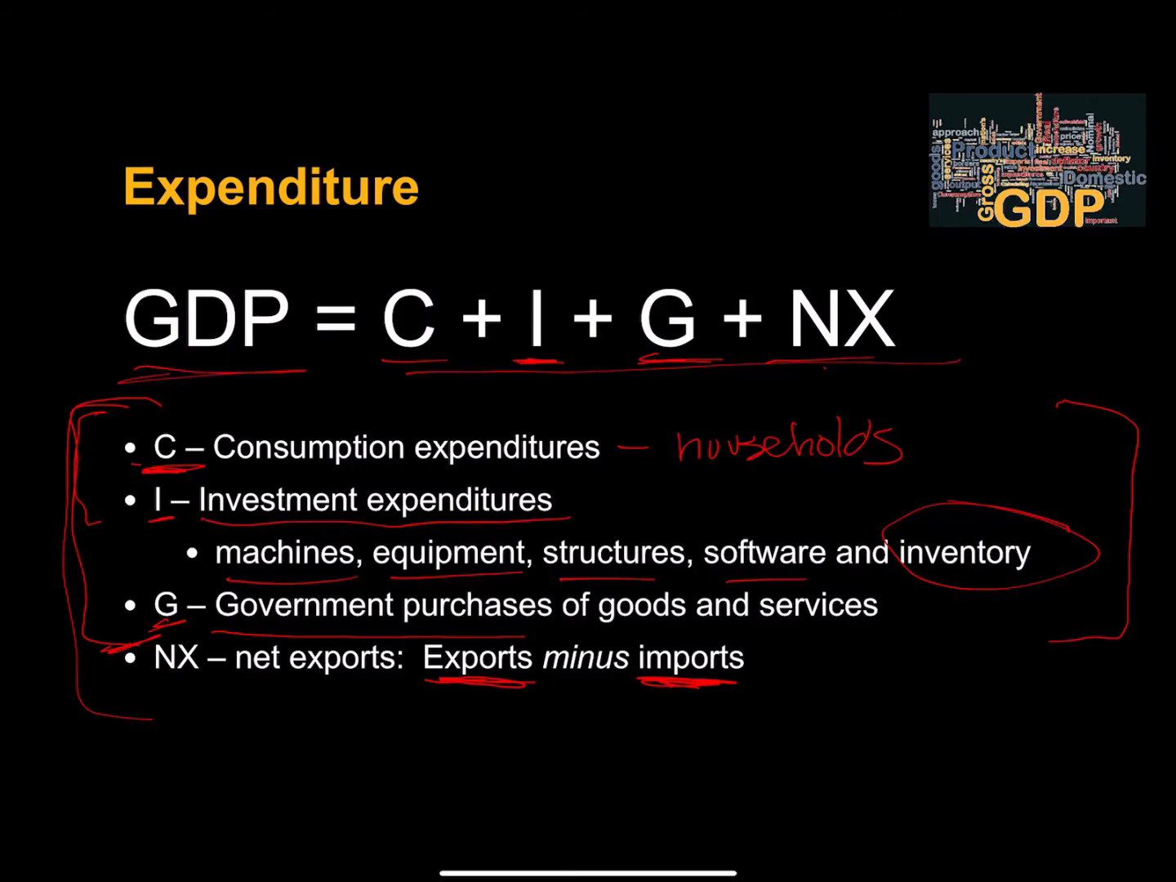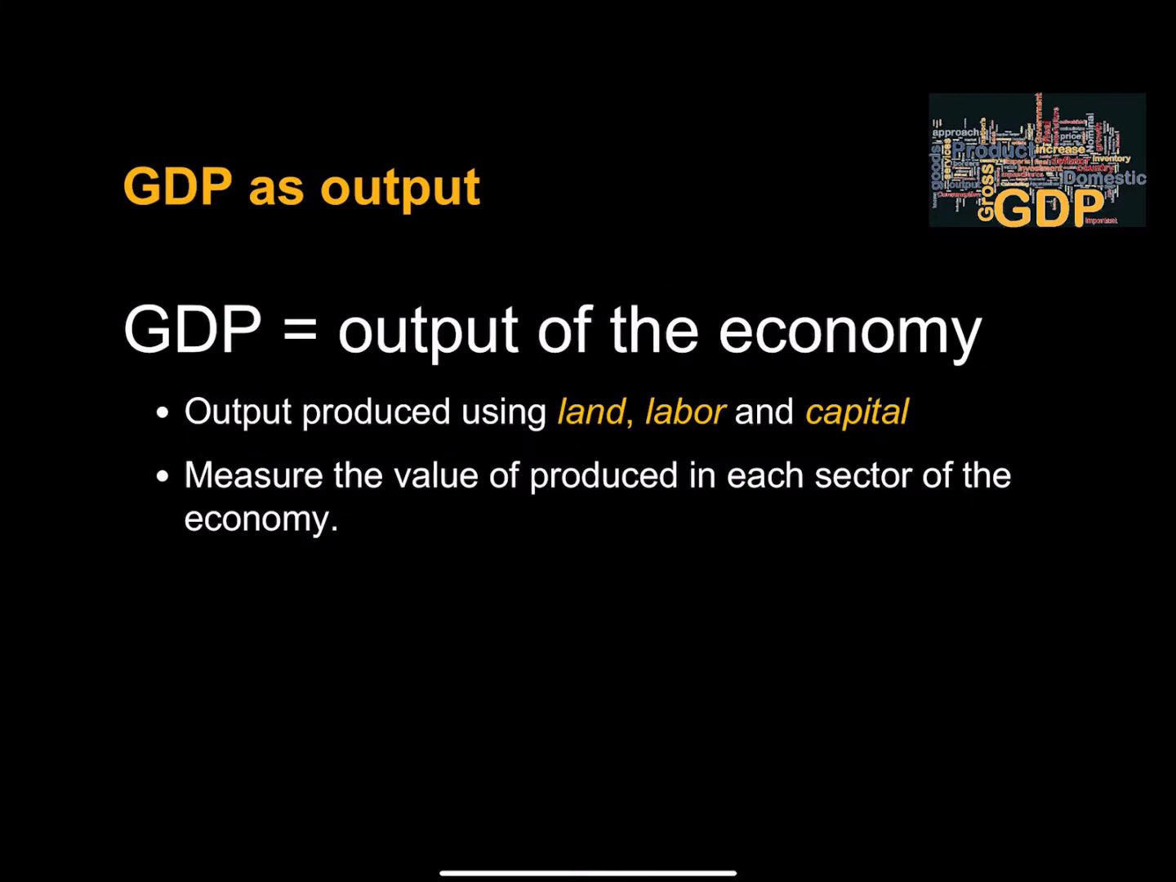Now, alternatively, we could think about GDP as output, and we could measure the value of all goods and services produced in each sector of the economy, the agricultural sector, the mining sector, the service sector, and we could add up the value of all of that output of final goods and services. We end up getting the same thing.